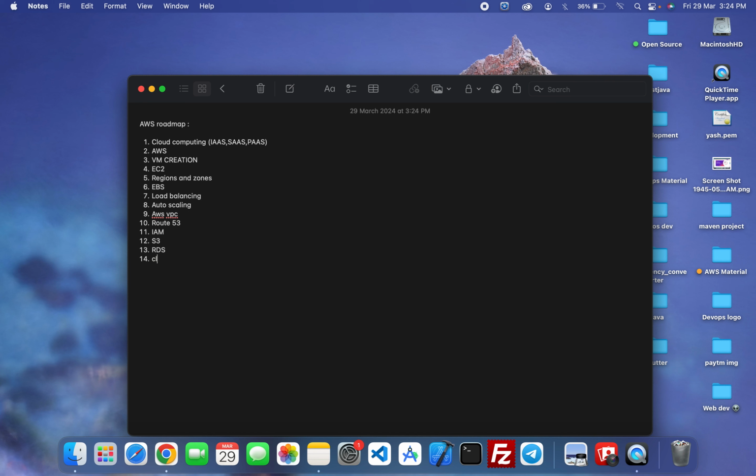The next topic is CloudWatch. CloudWatch is a monitoring service. So we can monitor our resources like EC2 instances and other services using CloudWatch. We can set alarms, monitor logs, see the graphs in a graphical interface, and collect and track the metrics. So we want to learn that as well.